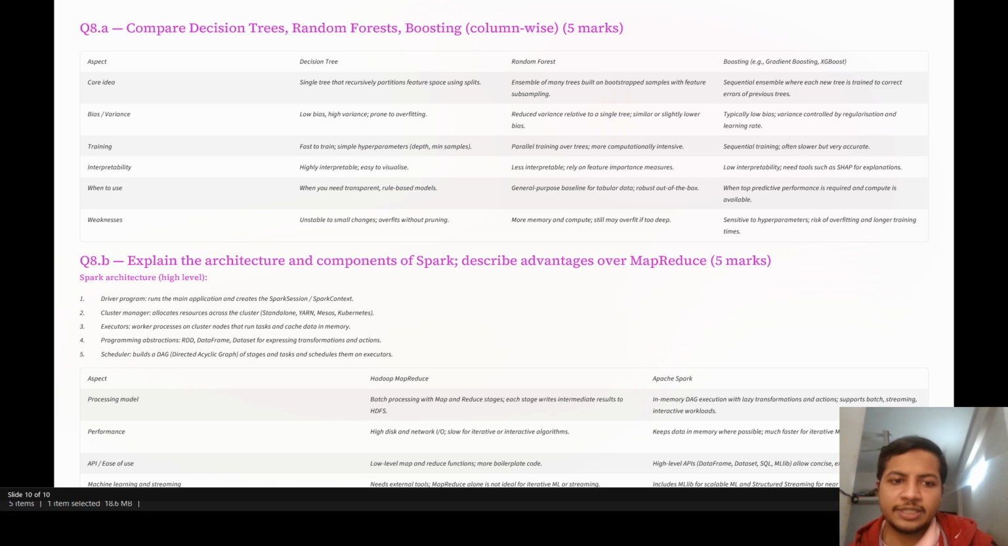Weakness: decision tree is unstable to small changes and overfits without pruning. Random forest needs more memory and compute, and may still overfit if too deep. Boosting is sensitive to hyperparameters, with risk of overfitting and longer training times.